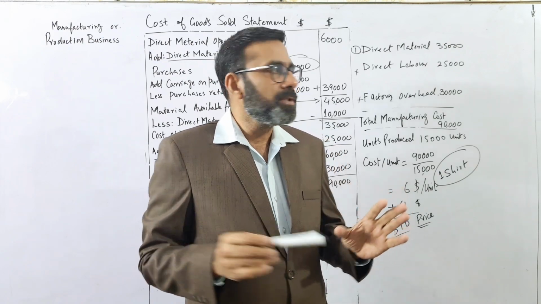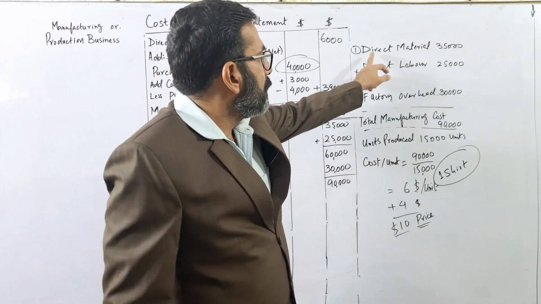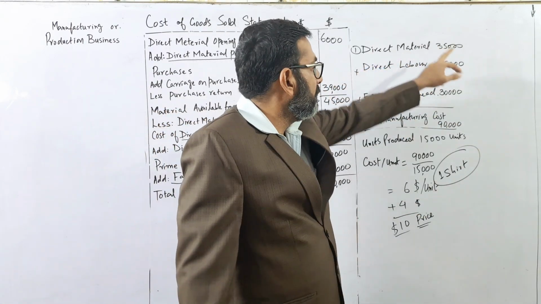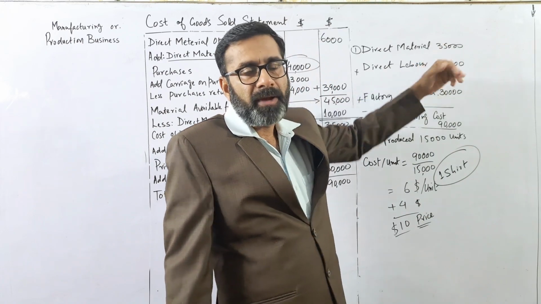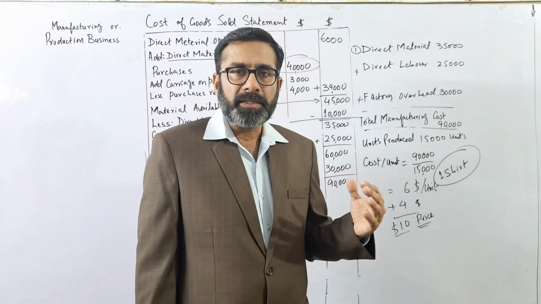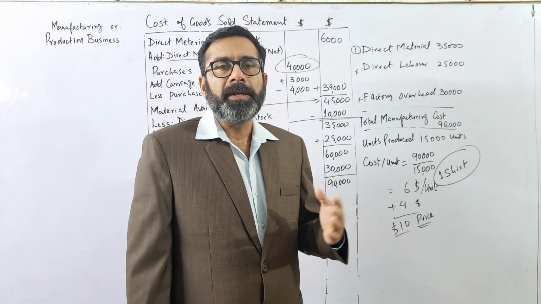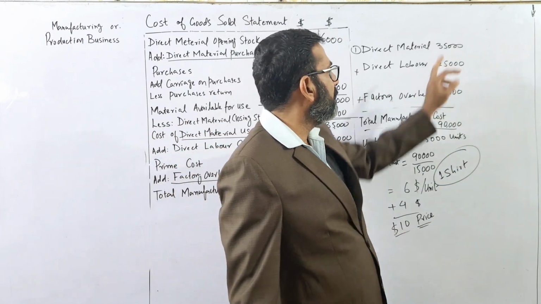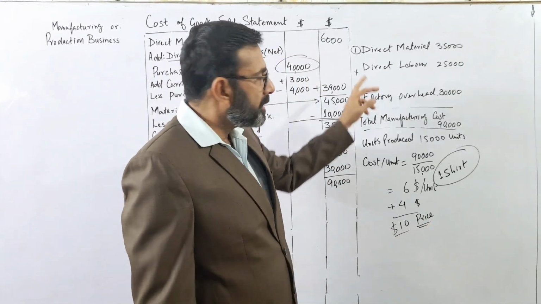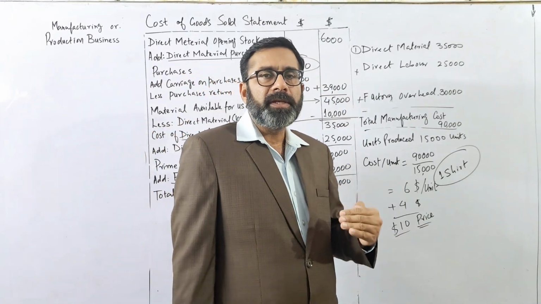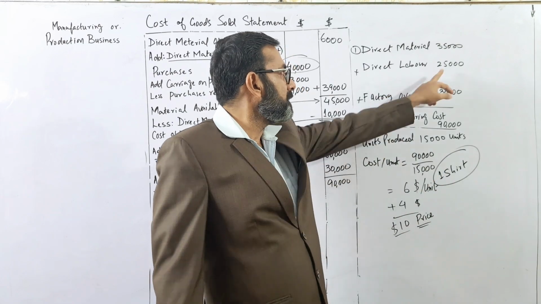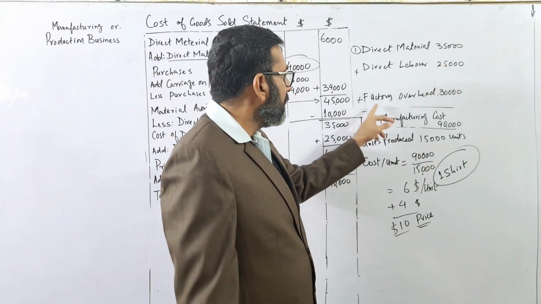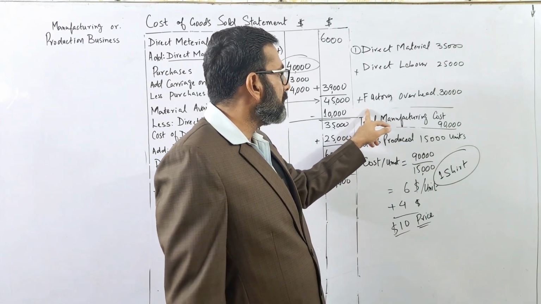We have just assumed values. Let's say that the total direct material, or the raw material that is used, has a value of, let's say, 35,000. So the business has total raw material used, and the cost of that raw material used is 35,000. The second thing is the cost of the direct labor, again an assumed value of 25,000.